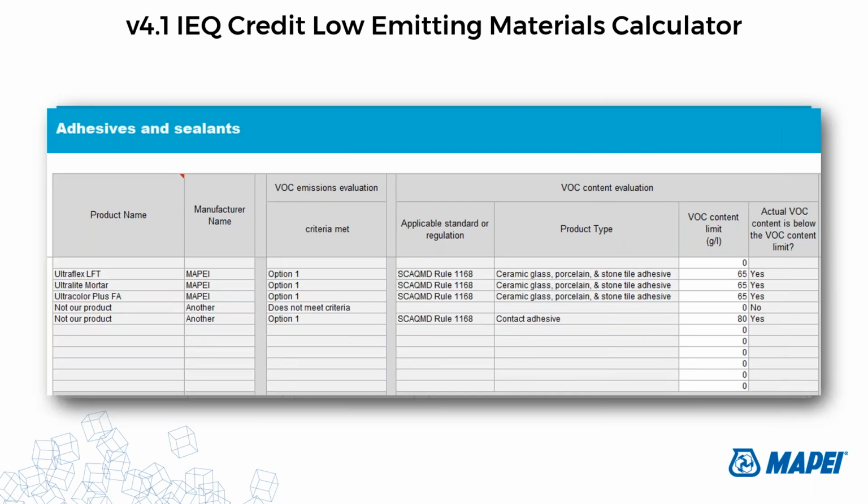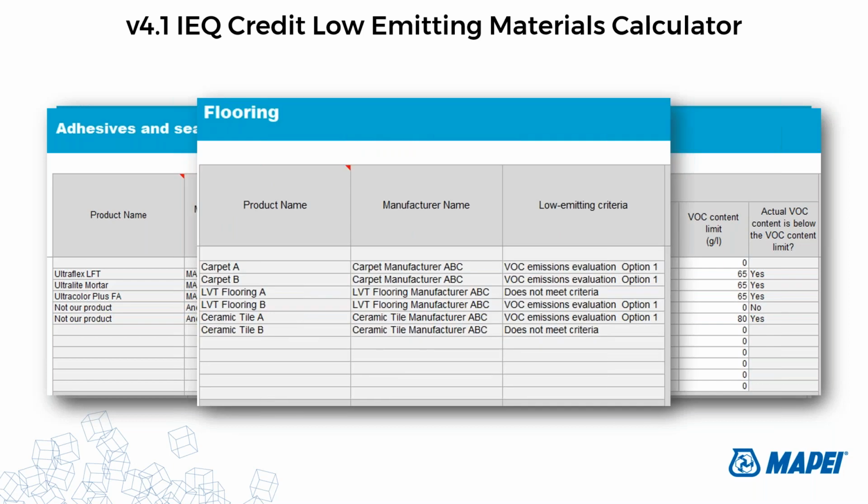There is an adhesives and sealants tab, pretty much the same thing as paints and coatings, except you're comparing VOC content limits to South Coast Air Quality Management District Rule 1168 for adhesives and sealants. There are many product types. You can select the best or closest option to what you're using that product for. And flooring, there's another tab for flooring, and you're confirming compliance with VOC emissions only. No VOC content information is required for flooring itself.